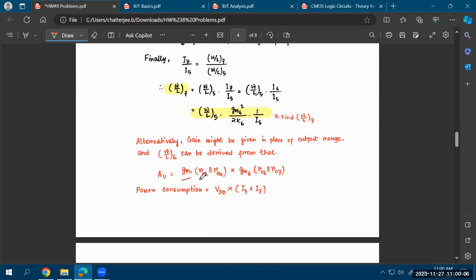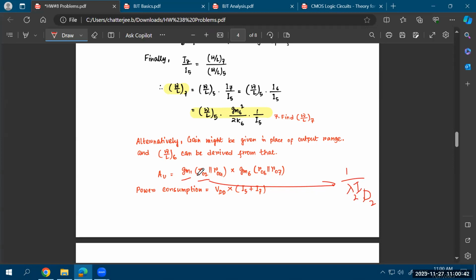If you know the GM values and the RO values, and remember, RO is nothing but 1 upon lambda ID. So if you want to find out RO of one transistor, you need to find out the DC current flowing through that transistor and multiply that with lambda, and of course, the lambda value will be given. If you take an inverse of that, you'll find out the RO. So for example, for RO2, it's basically 1 upon lambda 2 ID2. So for the M2 transistor, the value of lambda2 multiplied with the value of ID2, and taking an inverse of that will give you RO2.